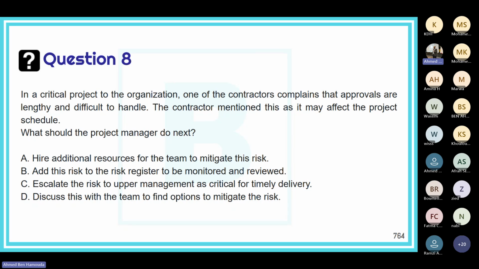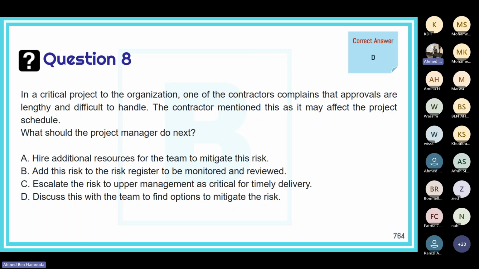Add this risk to the risk register to be monitored and reviewed. Escalate this risk to upper management as critical for timely delivery. I don't think so. Discuss this with the team to find options to mitigate the risk. And the right answer, of course, is this one, the better one, okay? Definitely to discuss it with the team and find options to mitigate the risk.